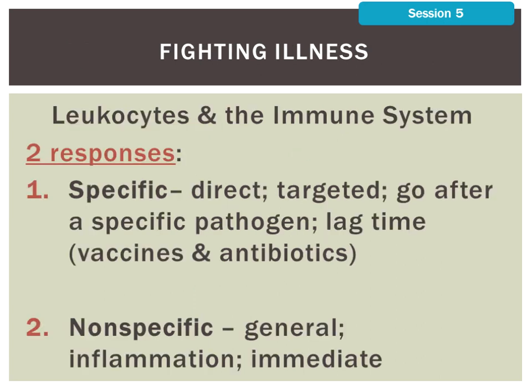Fighting illness. Our leukocytes, or the white blood cells, are going to be a major contributor to our immune system in helping us fight infections and illness. There are two main responses to an illness. We have the specific response, which is a direct and targeted response to whatever is affecting us. So this is going to target a specific pathogen. There is a delay in this response because the immune system and the cells have to identify the pathogen, what is affecting us, and then attack it accordingly. So there are specific cells that attack specific pathogens.